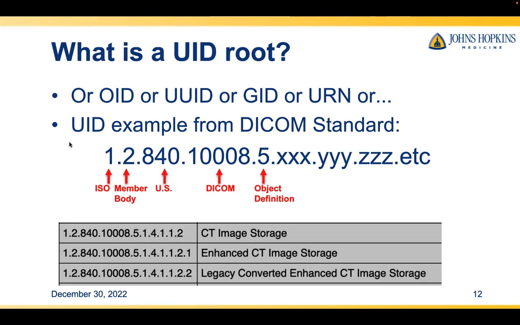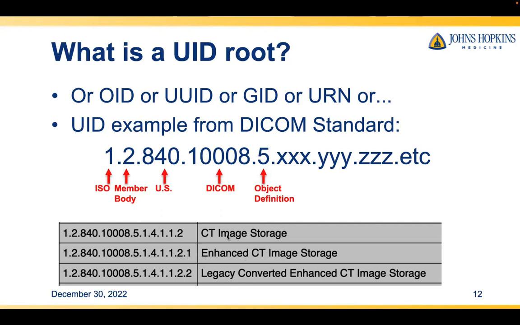So you will see every different UID created by DICOM will begin with 1.2.840.10008 something. How do they keep it unique after that? In this particular example, they say all object definitions are going to begin with 5, and they're going to continue to create what are called components after that. So if I look down here, we've got 1.2.840.10008.5, and I don't remember what these components mean, but .2 stands for CT image storage. You're going to see .2.1 is enhanced CT image storage.